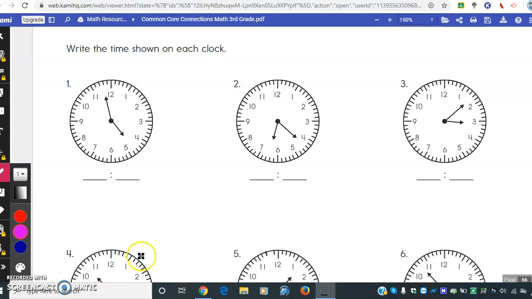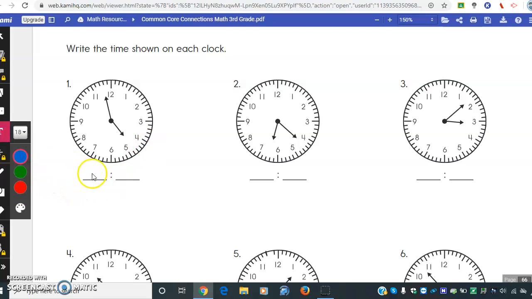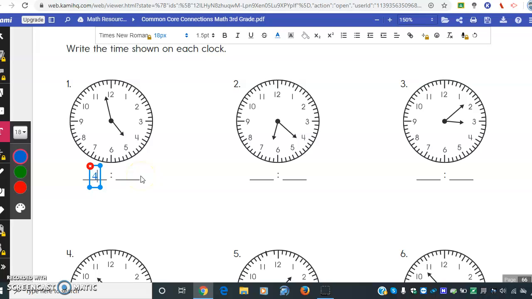First thing I want you to do is find the shorthand and look at where the shorthand is pointing. In this case, the shorthand is still pointing in the region of the 4s. And the reason why I say that is because it hasn't reached the 5 yet. So it is not 5 o'clock yet. It is still just 4 o'clock. So we'll go ahead and start by putting a 4 in the hour spot. So it is 4. And now we need to count our minutes.